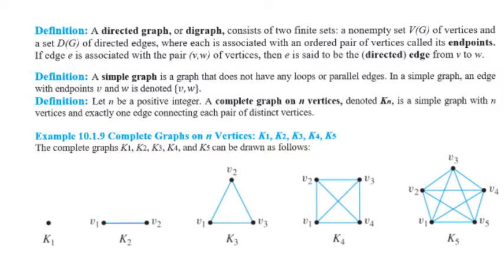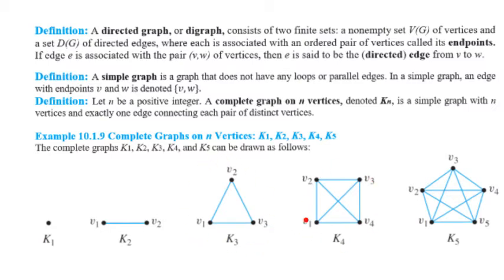Let's see another example, example 10.1.9 of the book, which is about the complete graphs of n vertices, where n is 1, 2, 3, 4, and 5. As you see here on the left hand side of the picture, we have K1, which is a complete graph of size 1. This graph has only one vertex and no edges. K2 has two vertices and exactly one edge. K3 has three vertices and three edges.